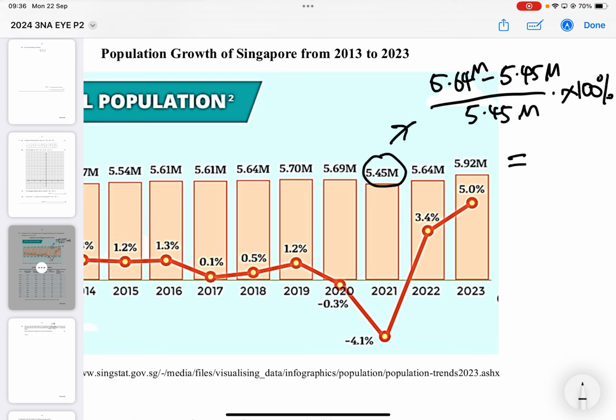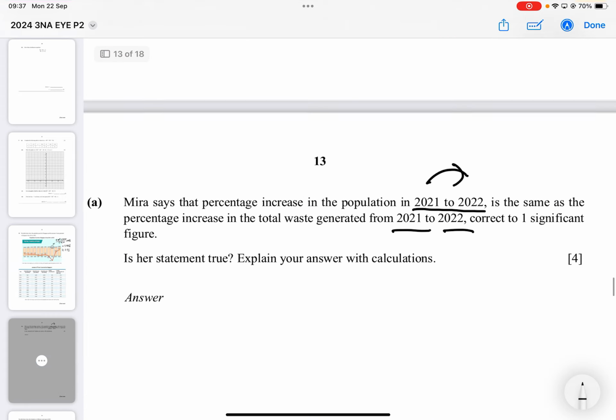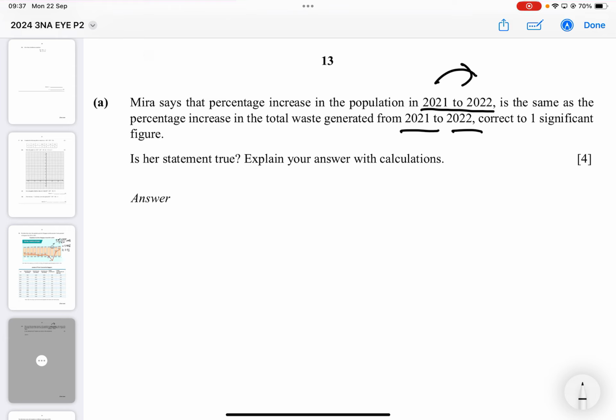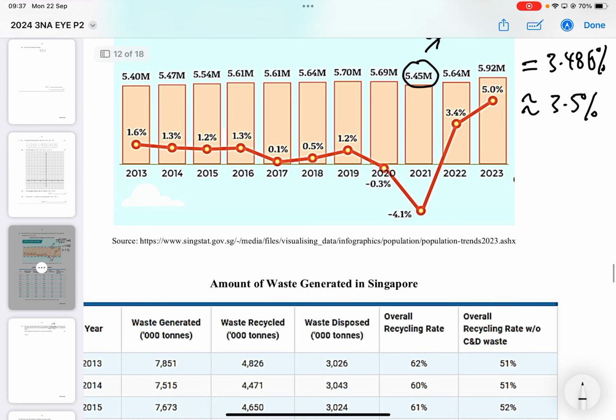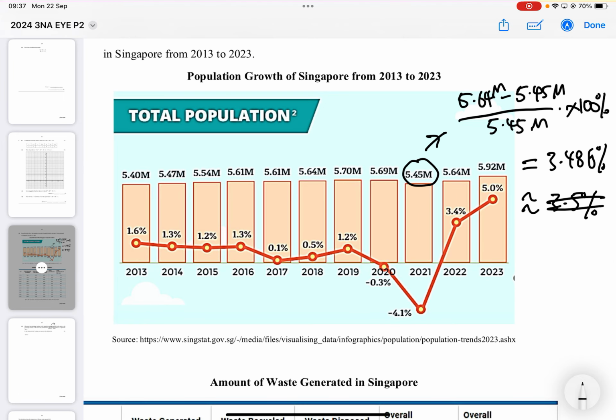The increase is 3.486%, or one significant figure will be 3.5%. This is for the percentage increase in population. Then the question wants us to compare. So we have this part already. Okay, sorry. One significant figure. So instead of 3.5, to one significant figure, it is around 3%.